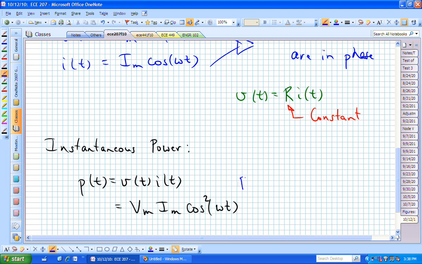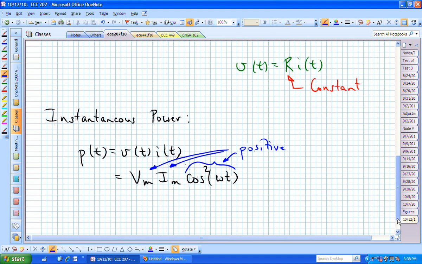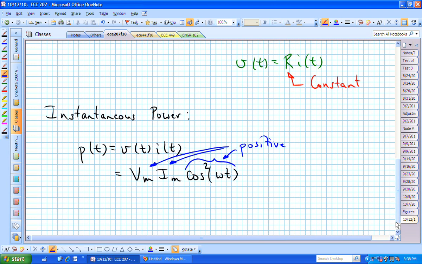One thing that you can observe from that expression is that this piece, maybe I should say, is non-negative, but it's positive, and these amplitudes are also positive by definition. Consequently, we know the instantaneous power, no matter what time, is always going to be non-negative in a resistor.